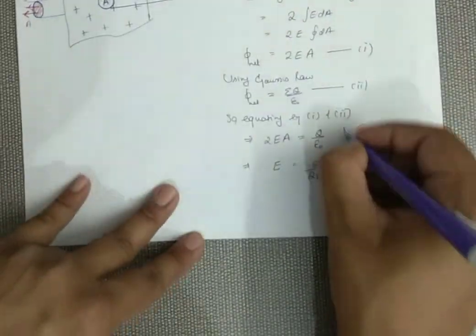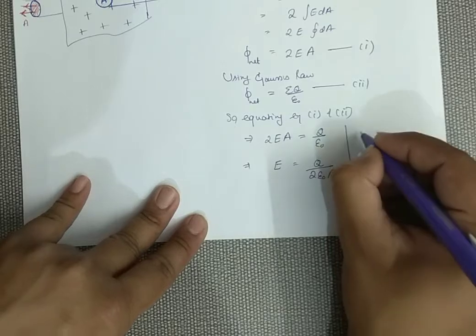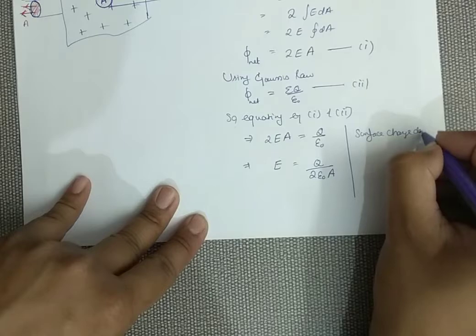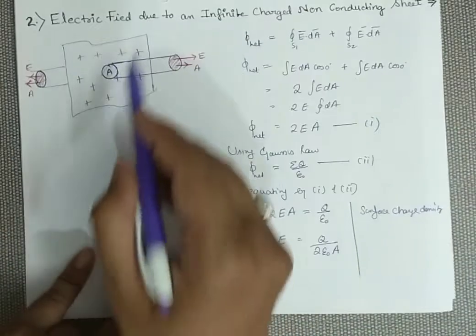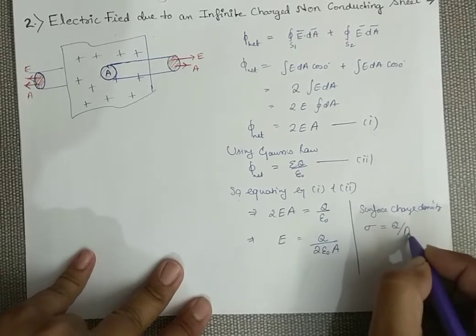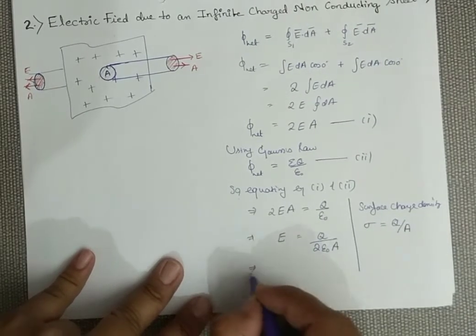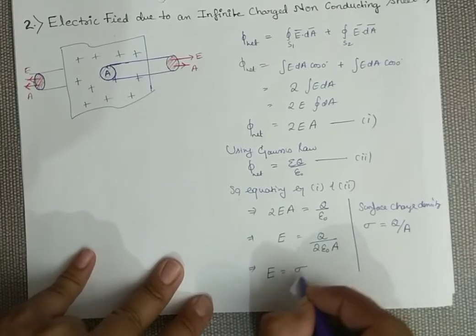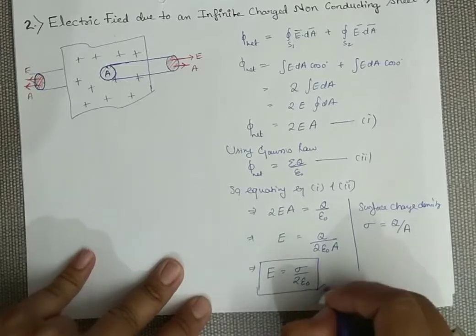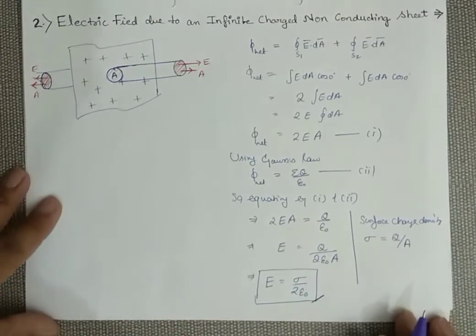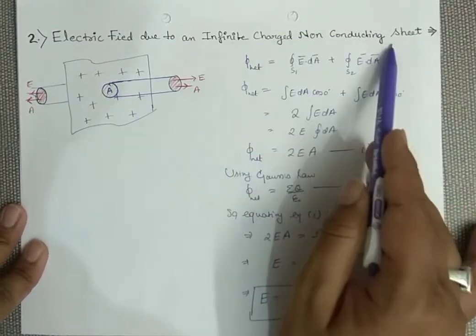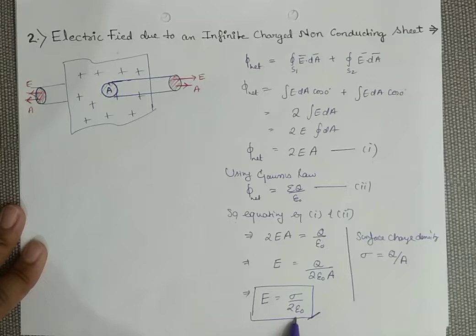Now if you remember, we know about one property, that is surface charge density, because here the charge is distributed on the surface. So surface charge density sigma equals Q by A. So replacing this quantity with sigma, your electric field equals sigma by 2 epsilon naught. So this is the electric field due to an infinite charged sheet. For an infinite charged non-conducting sheet, your electric field is sigma by 2 epsilon naught.